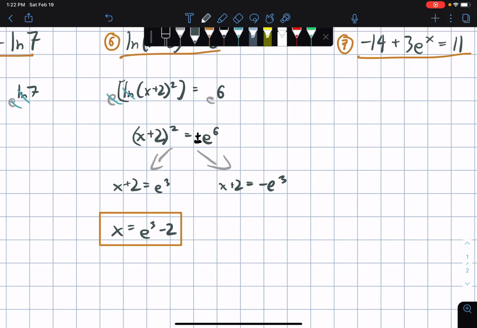Yeah, that's it. That's all I have to say. On the other side, we have negative e raised to 3 minus 2. That's it. Finished.